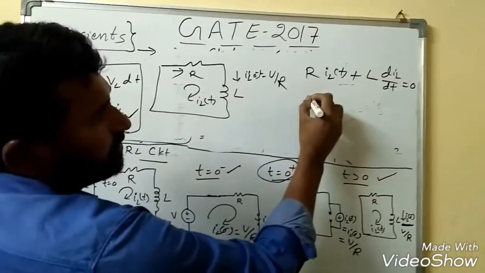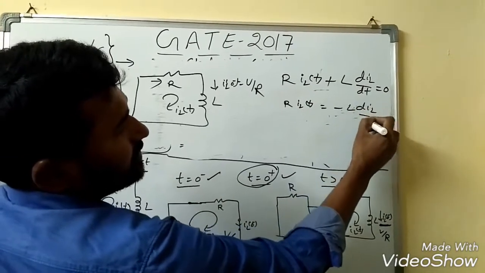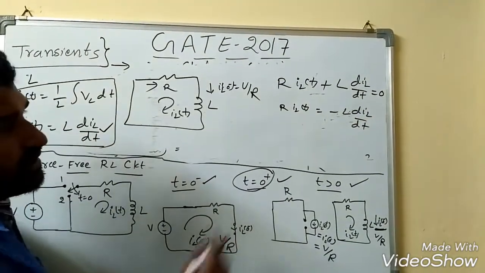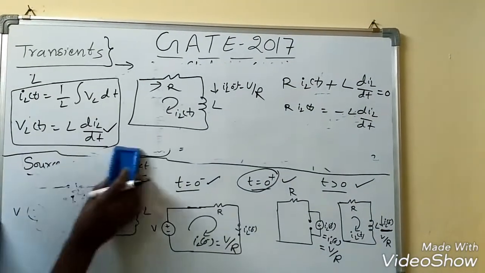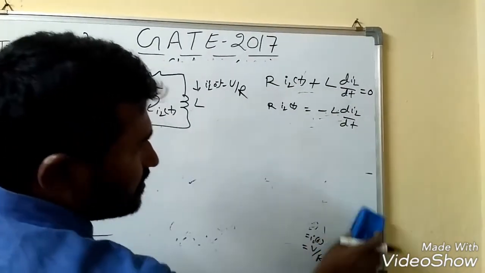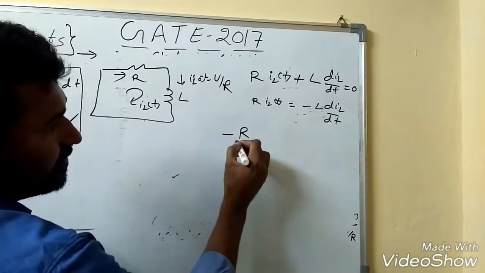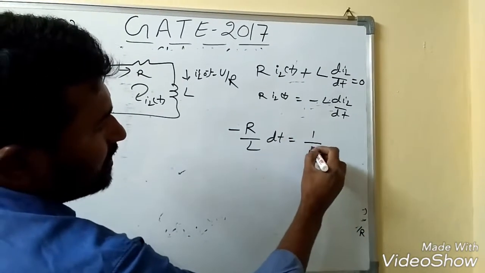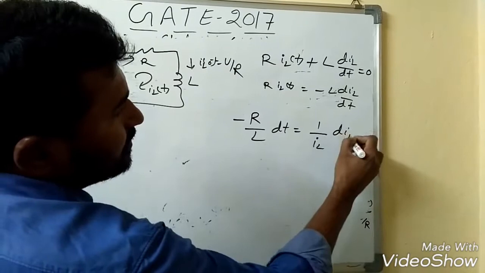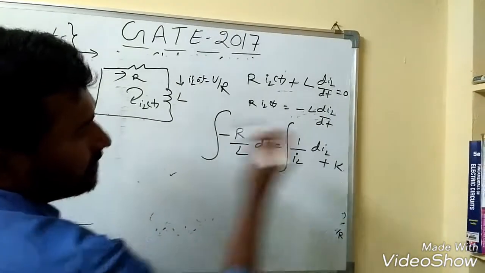That is R into IL of t is equal to minus L into DIL by dt. Right? Now DIL is here and IL here. So I can take this IL to that side and this dt and L to this side. So it will become minus R by L dt is nothing but 1 by IL into DIL. Now what is the next procedure? We have to integrate, and there is a constant plus k.